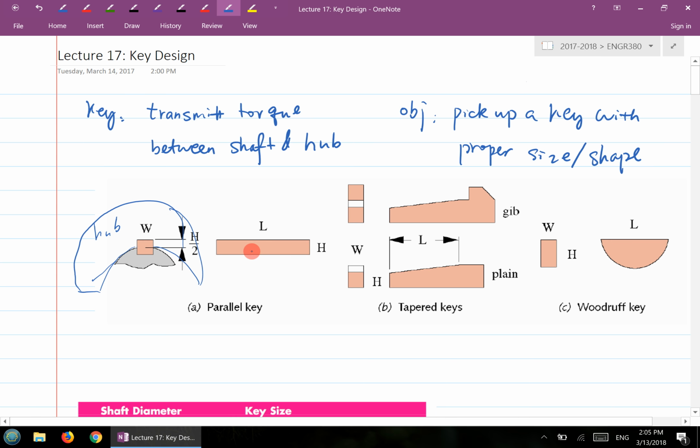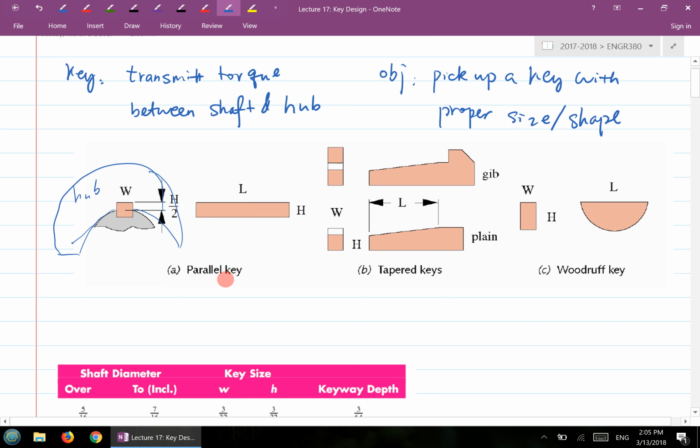We'll look at a number of details here. Our focus is on the parallel key. The parallel key is pretty straightforward; the geometry is rectangular. If you cut a cross section of a taper key, the shape definitely looks different. There are two different types of ending here. One is the so-called plain ending. The other is called the gib head type. It has an inclination. That's why it's tapered, and the inclination is 1/8 inch per foot. That's standard.